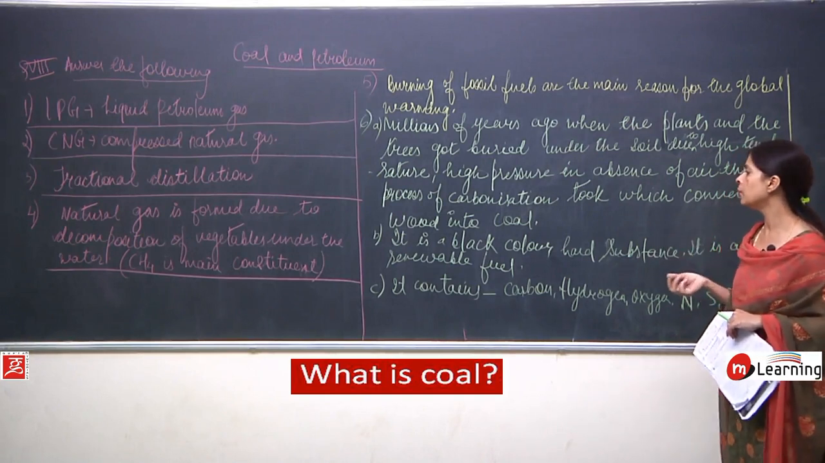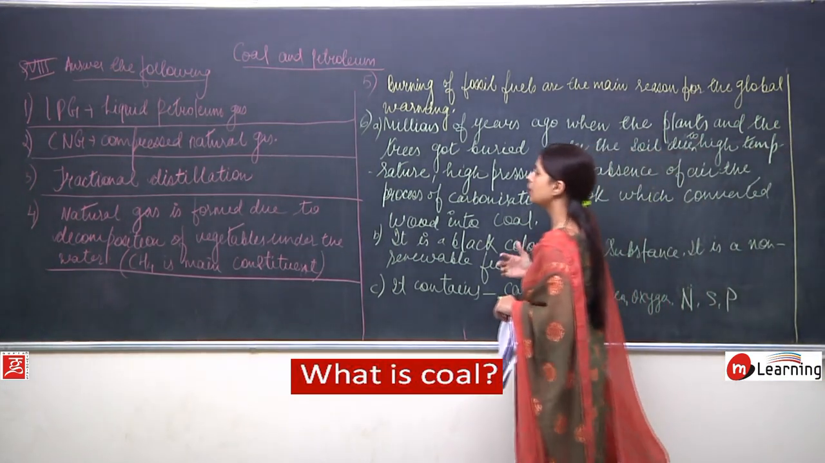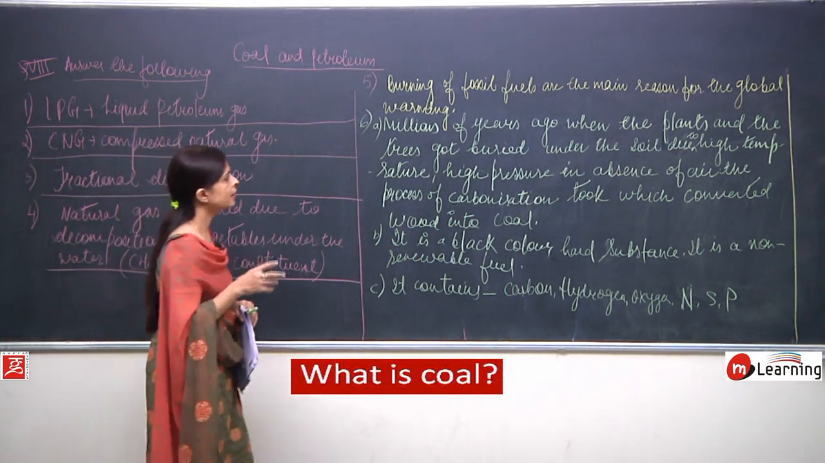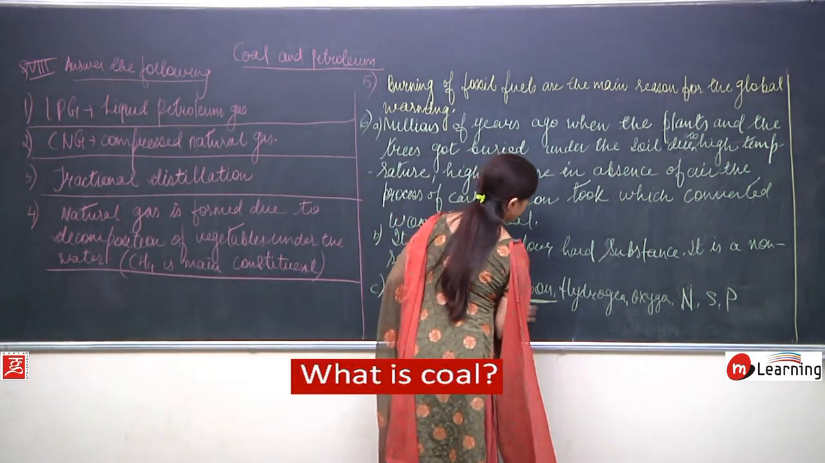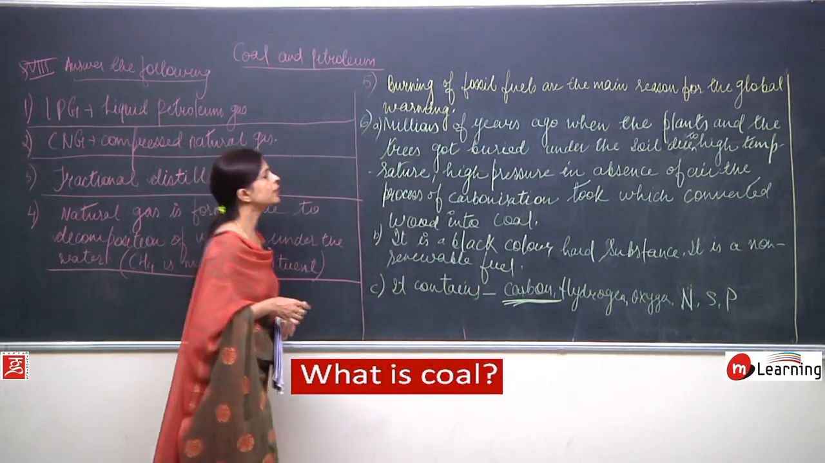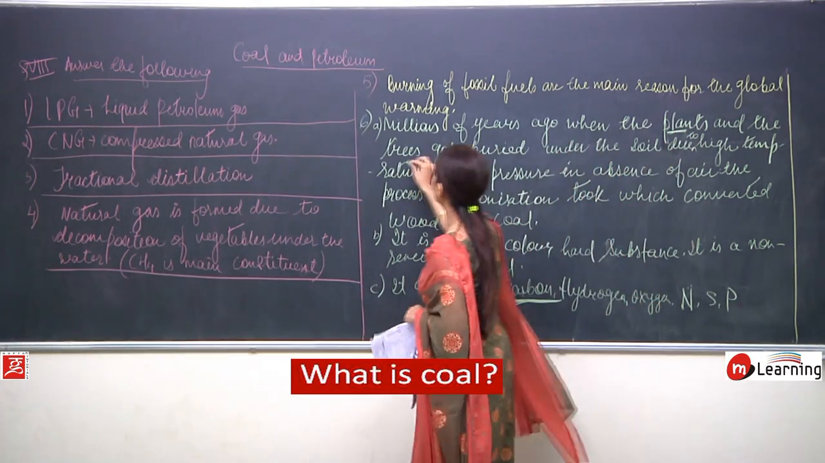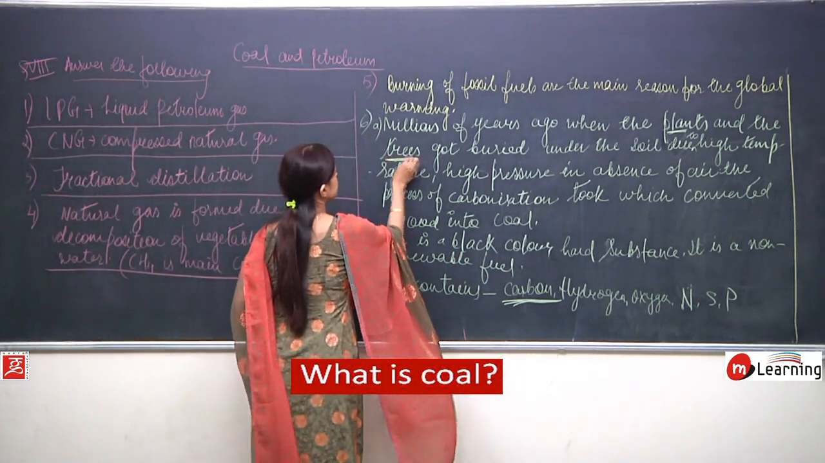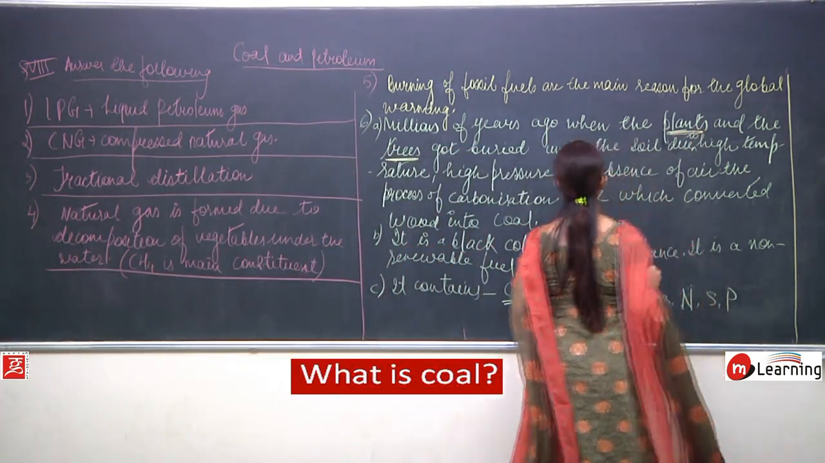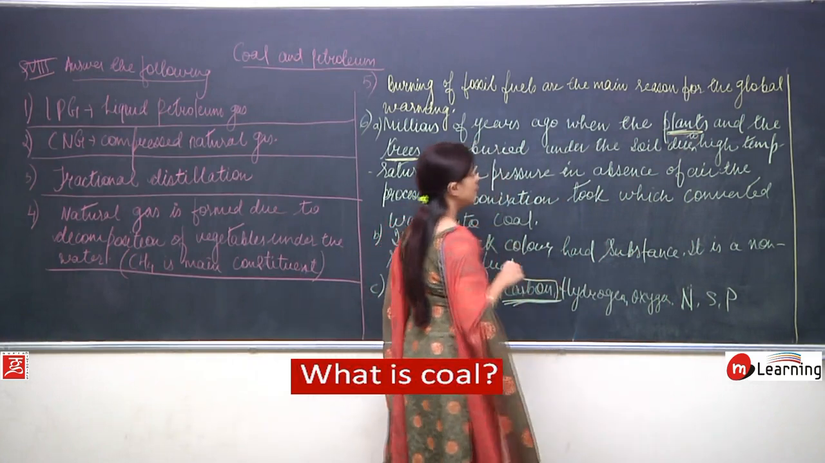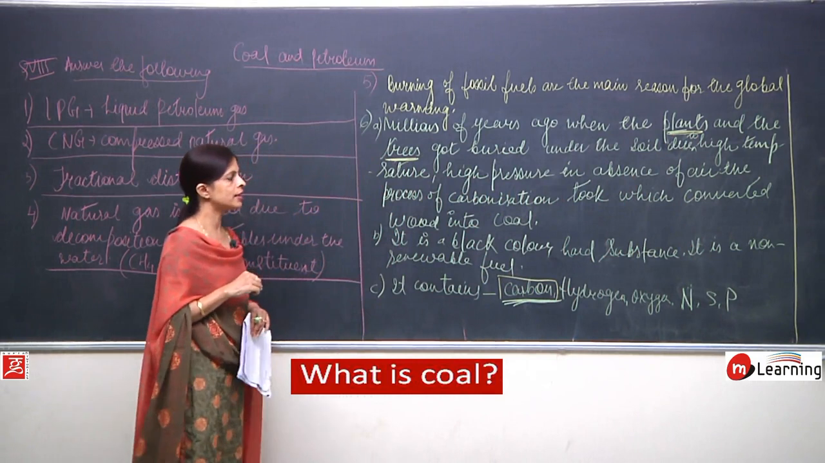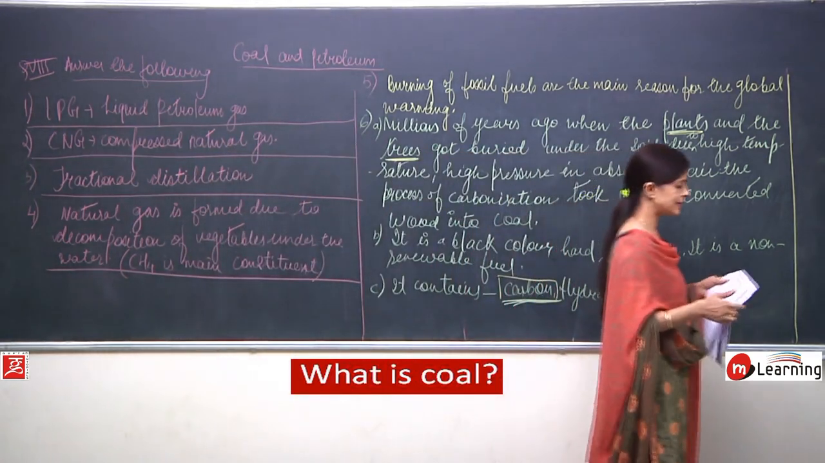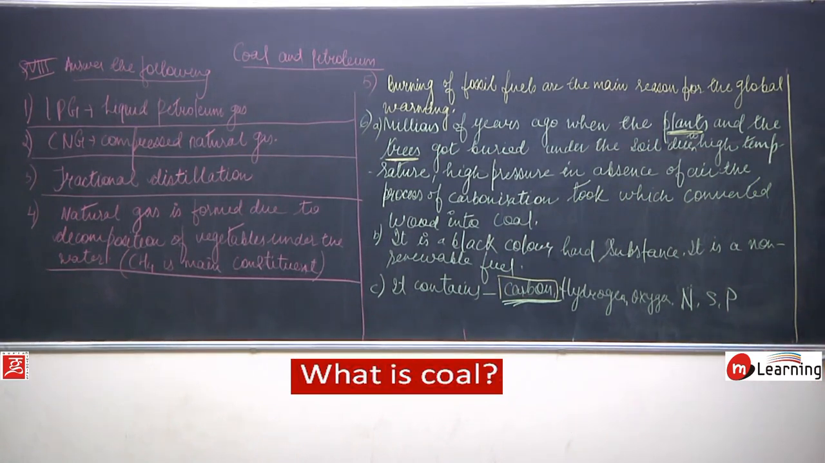Which kind of fuel? Non-renewable fuel. And it contains carbon, hydrogen, oxygen, nitrogen, sulfur and phosphorus, but mainly carbon is there. And one more very important point that I have written over here: plants and trees. It is mainly made up of carbon, but other elements like hydrogen, oxygen, nitrogen, sulfur and phosphorus are also present in coal. So this was our sixth question. Now we'll move to the seventh one. Before that, we need to rub the board.